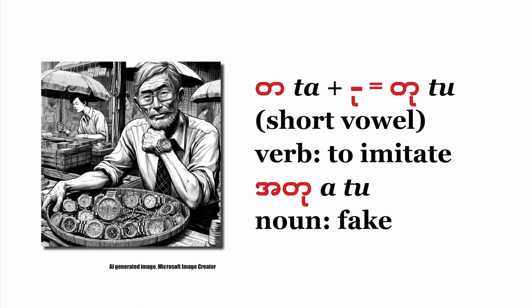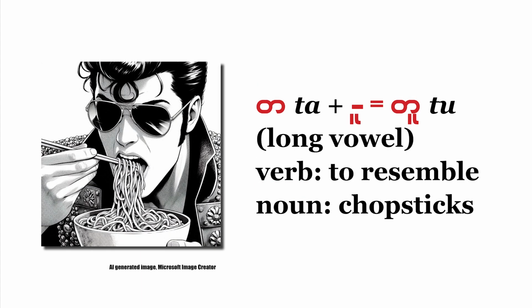If you add two strokes instead of one stroke, that gives you the long vowel, the relaxed tone, oo, oo. So if you add two strokes to the bottom of da or da wombu, you get do, do. That means to resemble, to be similar to. For example, you might describe someone who looks like Elvis Presley as Presley ne do de. He or she resembles Presley. In the noun form, do means chopsticks.